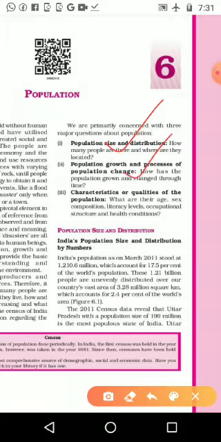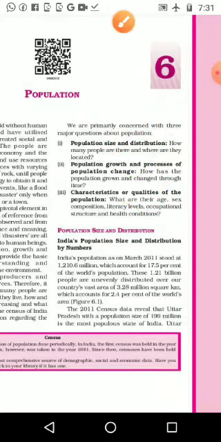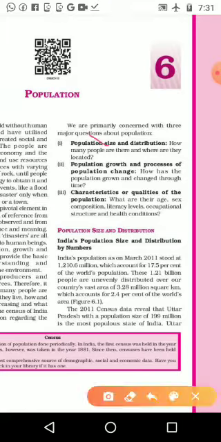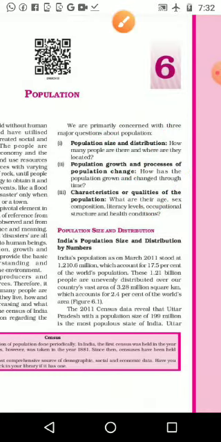characteristics or the qualities of population. These are the three basic things we are going to study, the major themes of this lesson. What are they? Population size and distribution, then population growth and process of population change, which we studied. Both of these we studied. Only characteristics and quality of population we studied a little less last year. So we are going to the lesson. We will finish this lesson very fast.